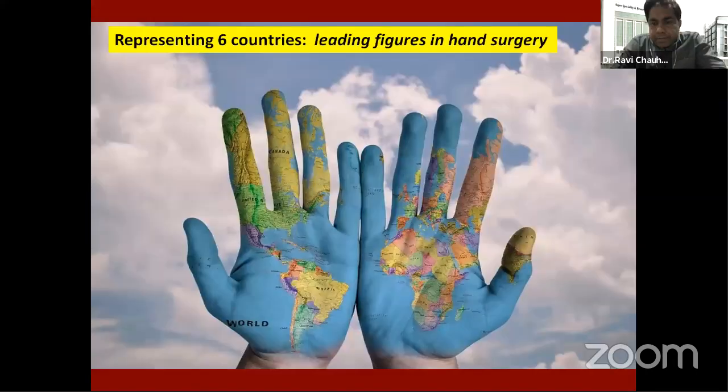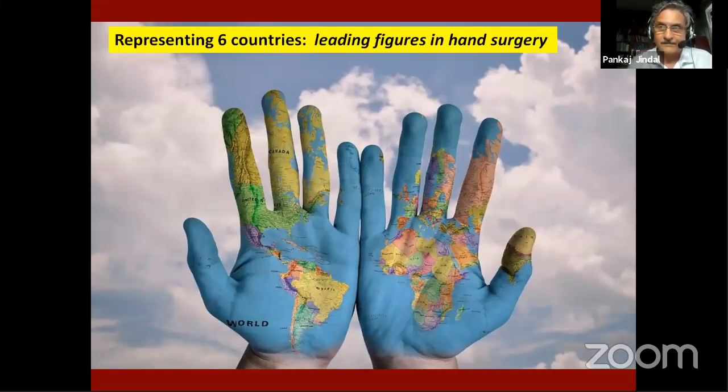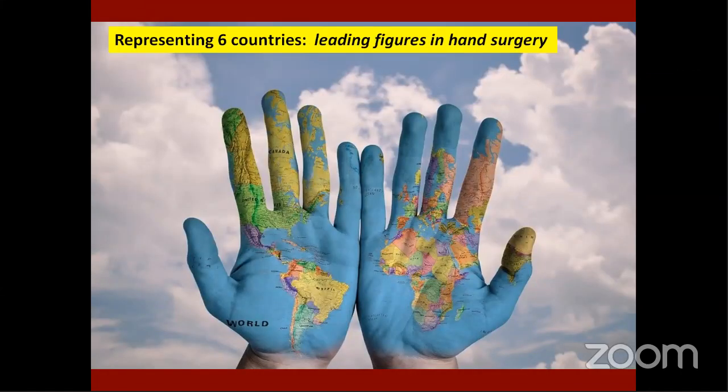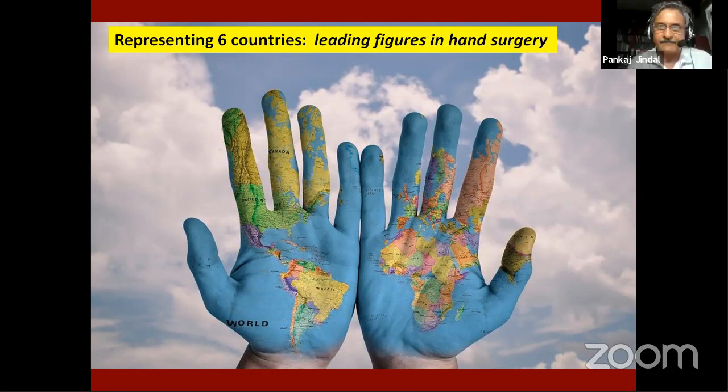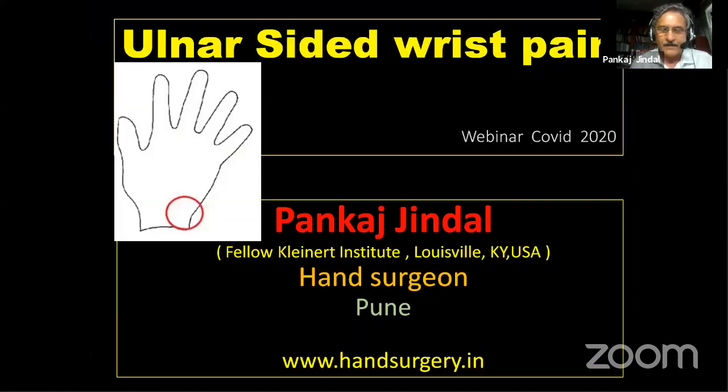So we have faculty from three continents. They are in the fourth continent today, thanks to our technology, and they represent six countries. They're all leading figures in hand surgery here. This is available to viewers from all the continents, and that too at no cost. With this, we start our talk on the ulnar sided wrist pain.